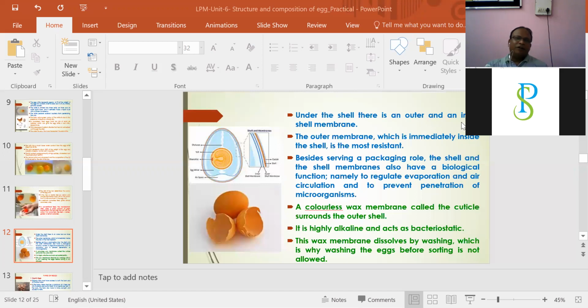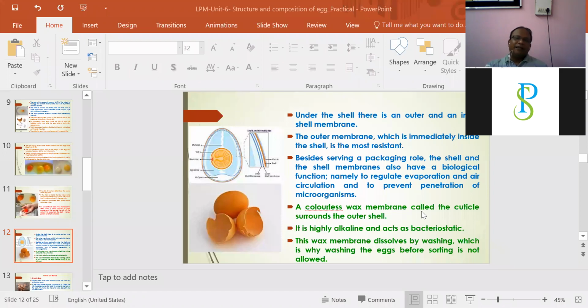Under the shell, there is an outer and inner shell membrane. The outer shell membrane, which is immediately inside the shell, is most resistant. Besides serving a packaging role, the shell and the shell membrane also have a biological function to regulate evaporation, air circulation, and to prevent penetration of pathogens into the egg.